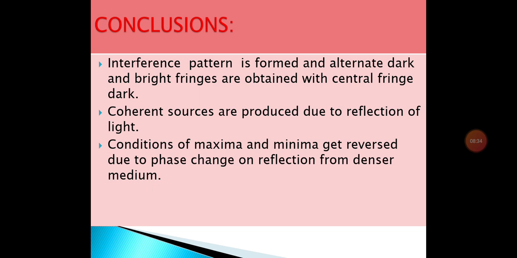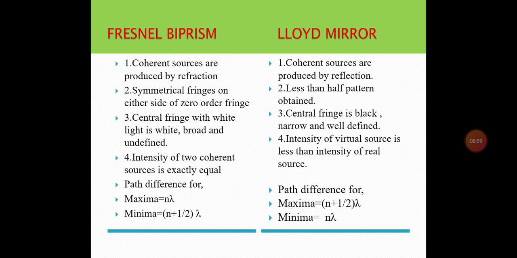So these are the conclusions which we have drawn from the Lloyd mirror experiment, that with this we will observe the interference pattern with alternate bright and dark fringes with the central fringe as a dark fringe. The coherent sources will be produced due to the reflection of the light, and the conditions of maxima and minima will get reversed, and that will be due to the phase change on reflection from the denser medium.